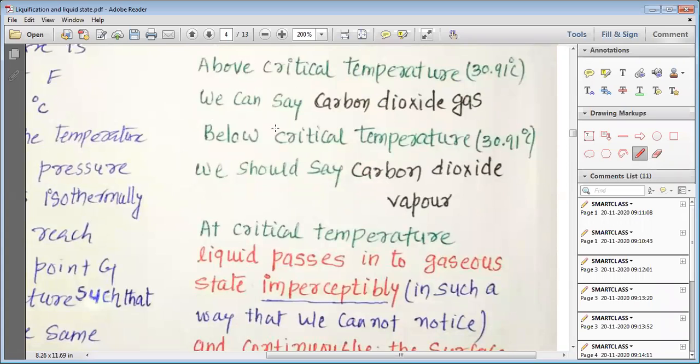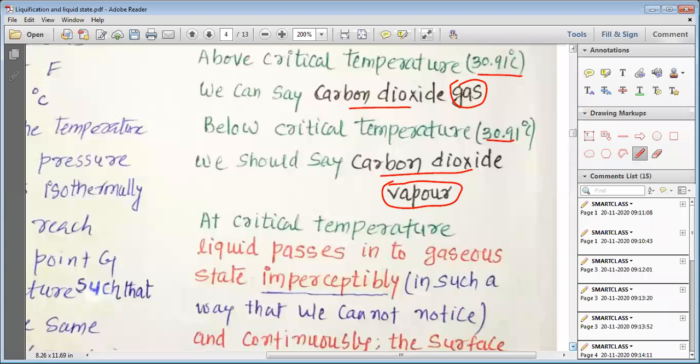So above critical temperature, my dear students, that is the temperature of 31.1 degrees centigrade, carbon dioxide can be called gas. But below critical temperature, we should say carbon dioxide is not gas, but it is vapor. So this is the difference between the gas and the vapor.